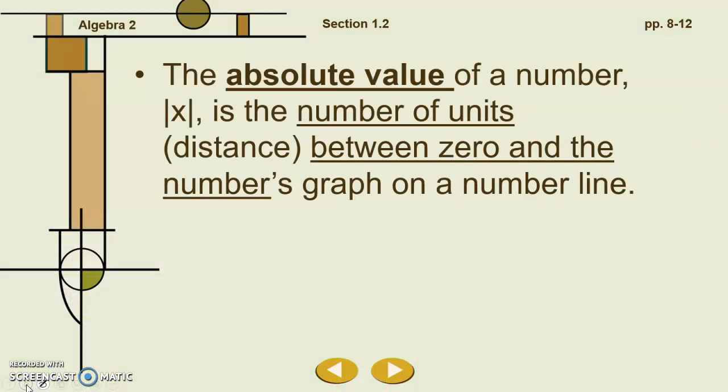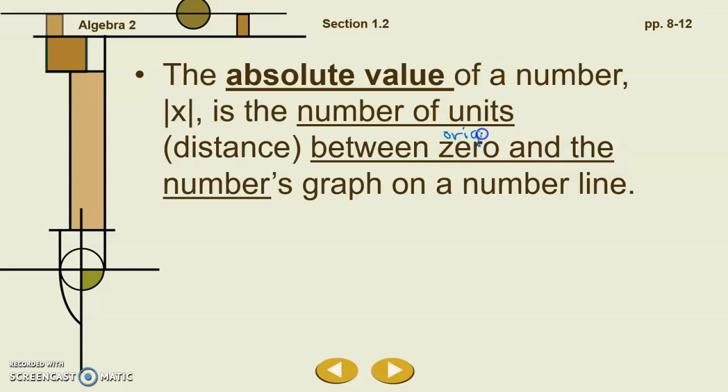So let's add another term to our vocabulary here, the absolute value. The absolute value of a number, which we represent with these straight bars, x representing any number, is the number of units or the distance between 0 and the number's graph on a number line. We can also call 0 the origin.